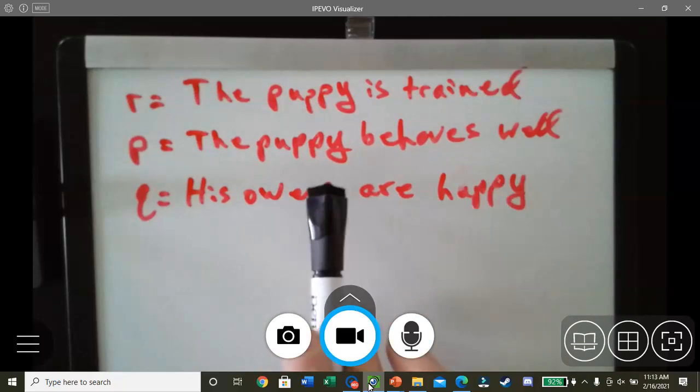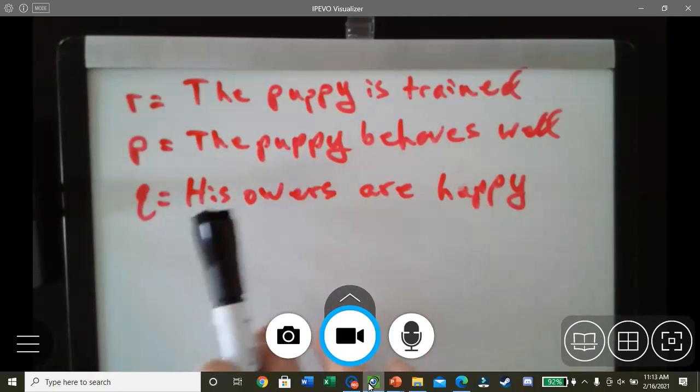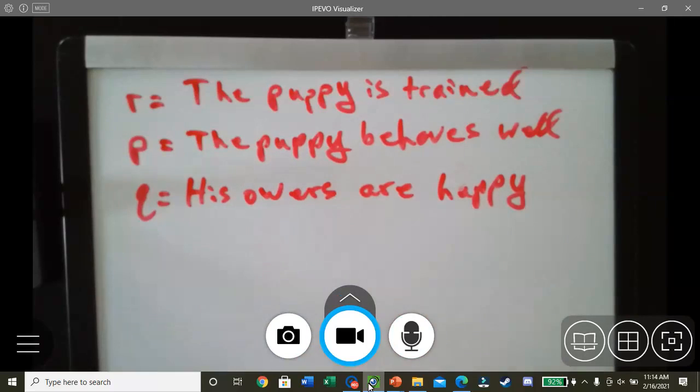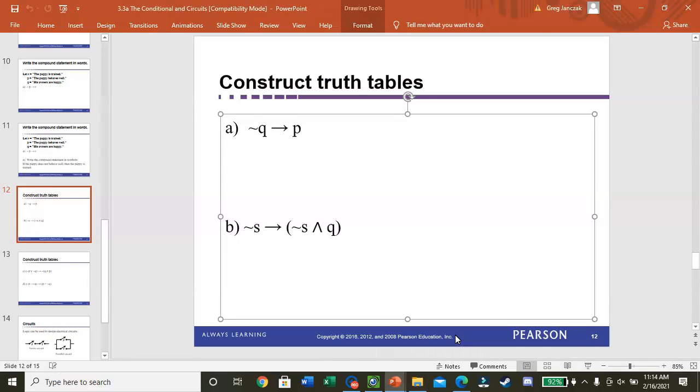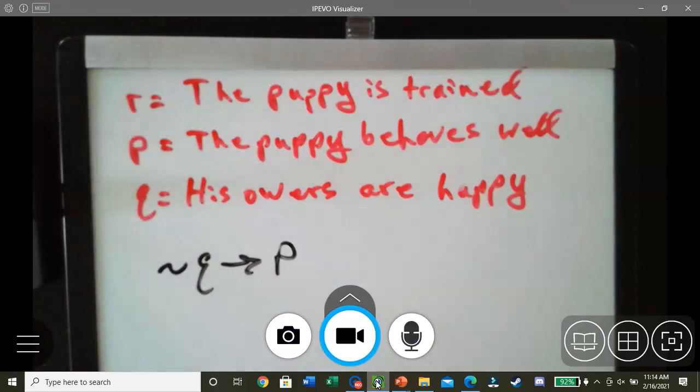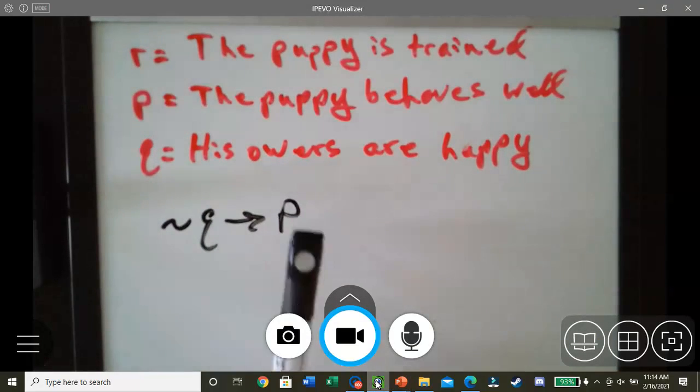We have R: the puppy is trained, puppy behaves. P: the puppy behaves well. Q: the owners are happy. Okay, so it says here to do a truth table, but I want to do this first: if not Q, then P. Okay, so we're going to convert it like we did the last one.